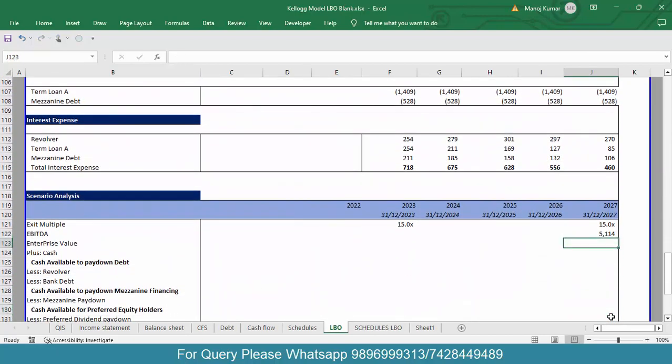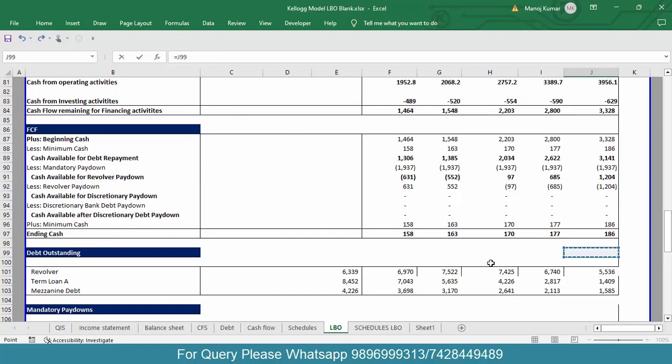Now if you multiply these two values, you will get your enterprise value, the value at which you will sell your company. And this is what you are assuming today in 2022: that after 5 years, if you sell the company, this is the amount which you will be getting. Now we need cash. How much cash do we have here? This is my ending cash, because this is the minimum cash. You can see the minimum cash was 186 and this is your ending cash also, because whatever cash we have above this 186 is being used to repay the debt.